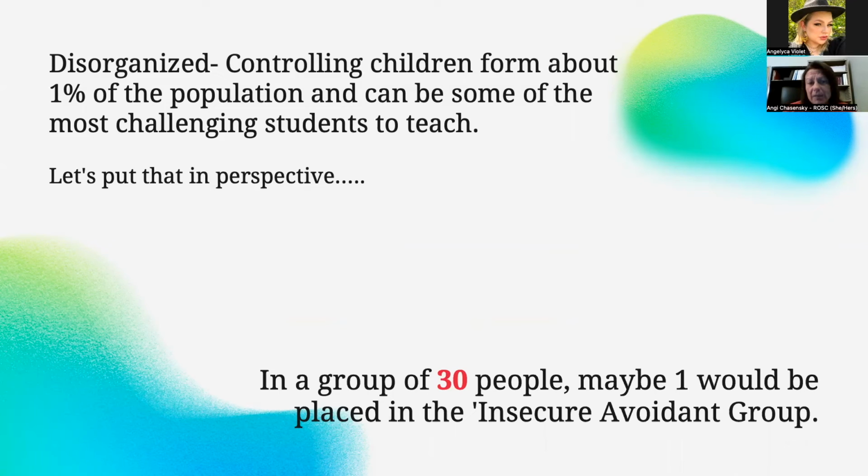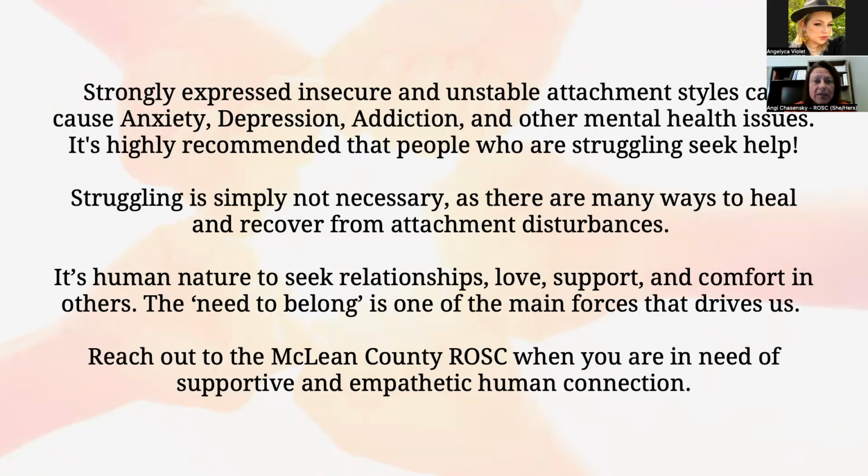So let's put that in perspective. In a group of 30 people, maybe one individual or one child would be placed in the insecure avoidant group. Strongly expressed insecure and unstable attachment styles can cause anxiety, depression, addiction, and other mental health issues. It's highly recommended that people who are struggling seek help.